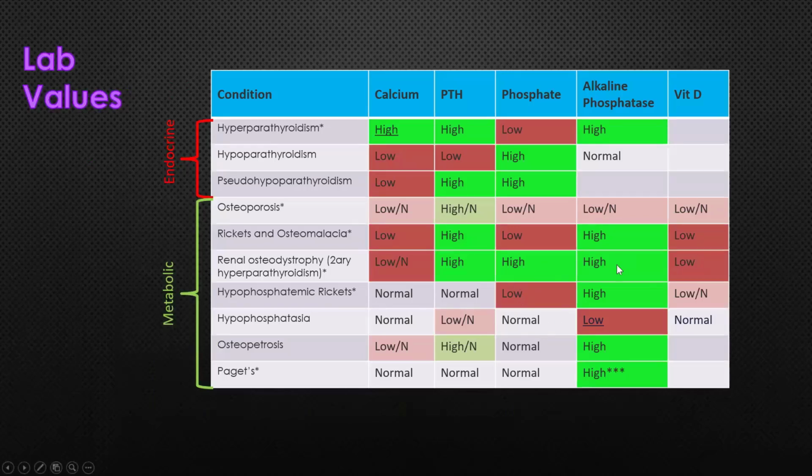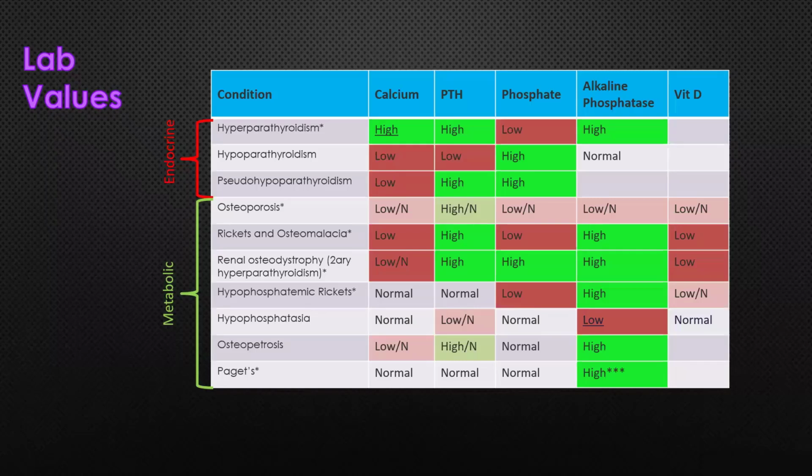What do you need to know as far as lab values? Hope you remember some of these. What can you remember from hyperparathyroidism? Two things should be high. High calcium, PTH. If those two are high, just stop there. That's pathognomonic. You got hyperparathyroidism. What else do I have starred?